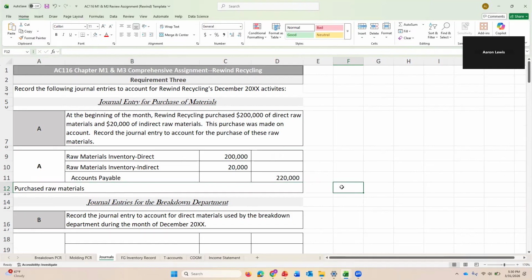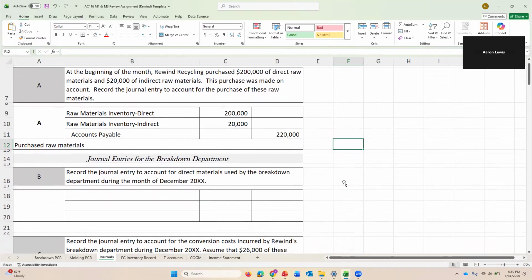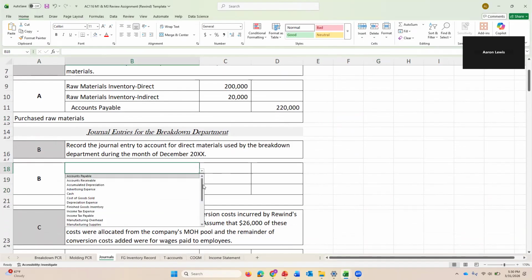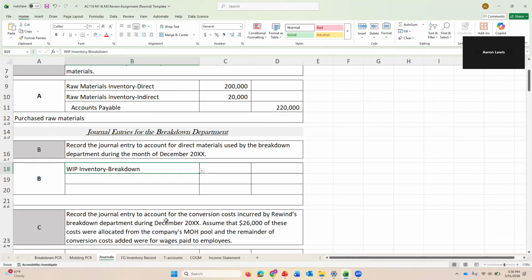So now that we have the materials on our books, we would use them. And in the second entry, we would use them in the first phase of production, which is the breakdown department. So in entry B, I am going to bookkeep the amount of materials that got used by the breakdown department while they were in the process of making things. And like all product costs, when you use materials, it's got to get booked to WIP. You don't get to expense it. So I'm going to debit the WIP subsidiary account for the department that used the materials, which is the breakdown department.